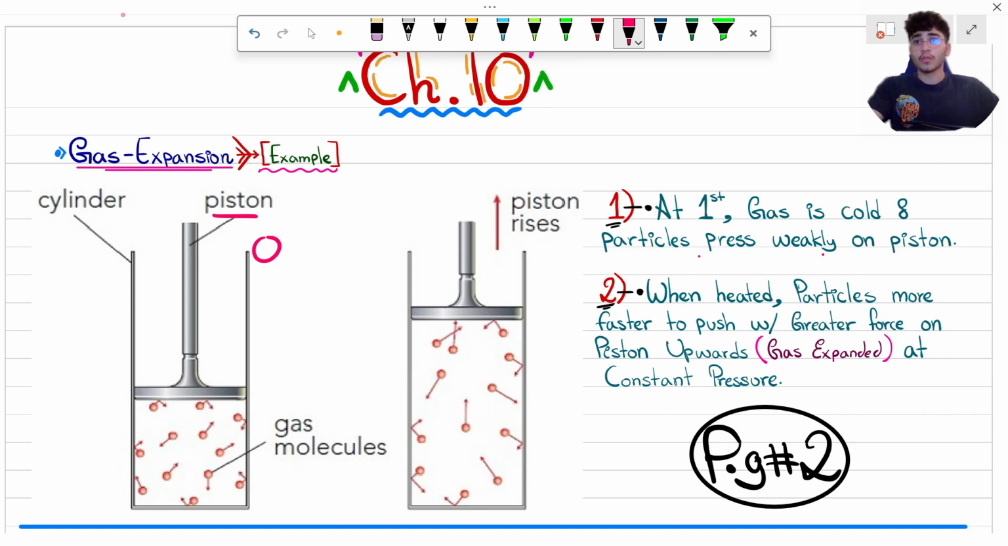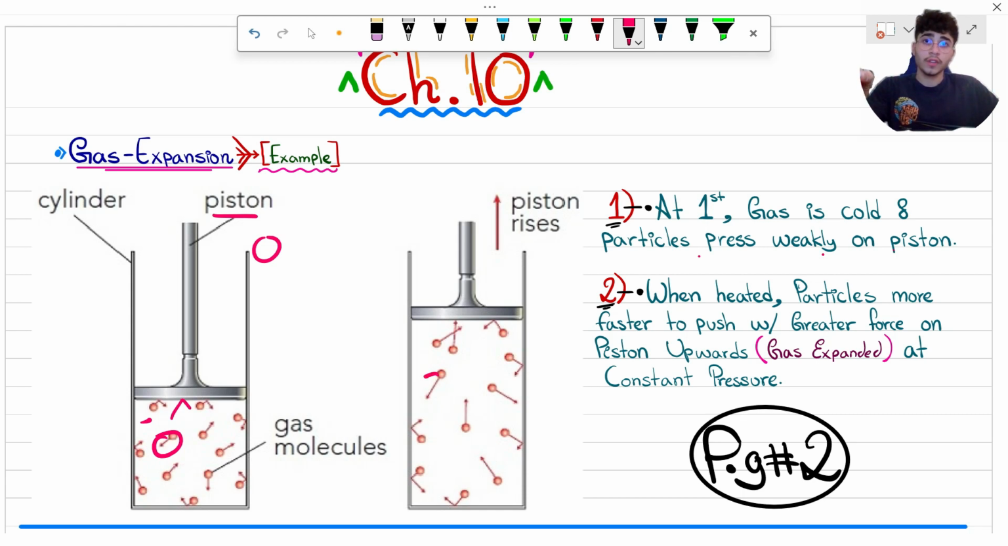The gas molecules here are cold, okay? This is why they're pressing very weakly on the piston. As you can see, the arrow is very small. This means their force is very small. The gas particles are actually in Brownian motion. The Brownian motion here is very slow.